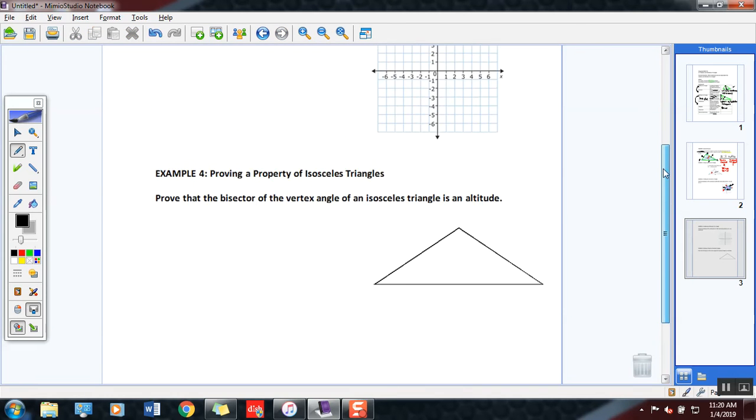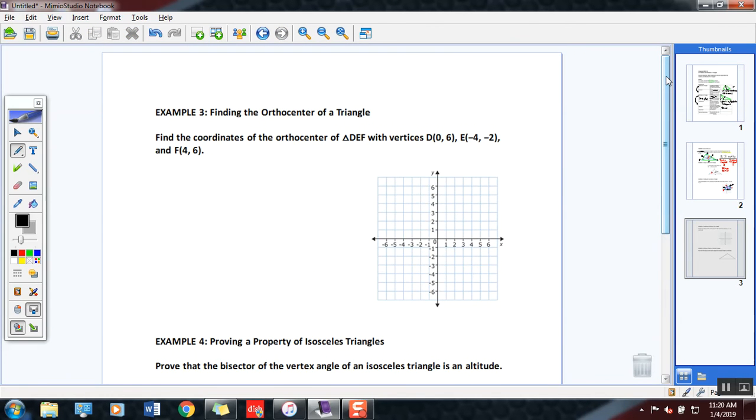Now, we also need to talk about what altitudes do. Well, altitudes help us find what's known as the orthocenter. So here's what we're going to do. We're going to find the coordinates of the orthocenter of triangle DEF. Help me plot DEF, kids.